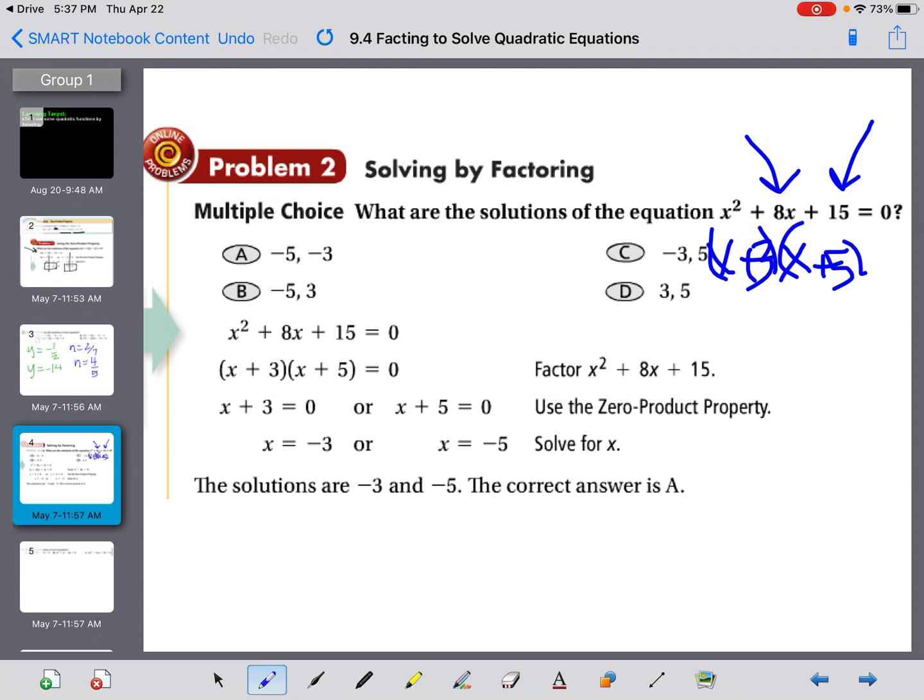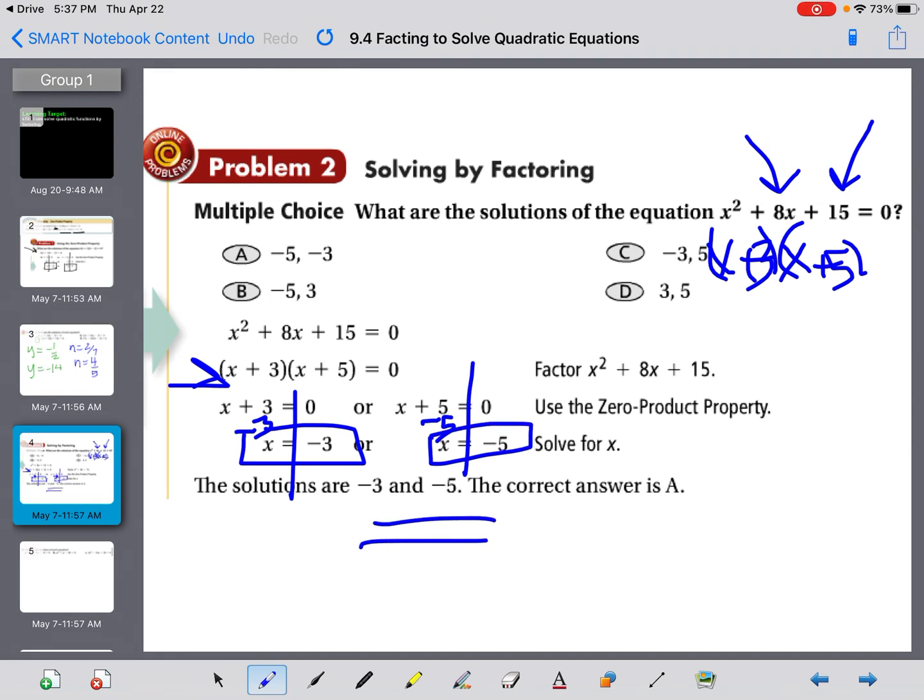Okay, that's this step right here. Then we're going to set those equal to 0 using that zero product property that we had on the last two slides. I'm going to set x plus 3 equal to 0 and solve by subtracting 3, giving me x equals negative 3. And then x plus 5 equals 0, subtract 5, giving me x equals negative 5. So our solutions are negative 3 and negative 5, which is this A option in our multiple choice.